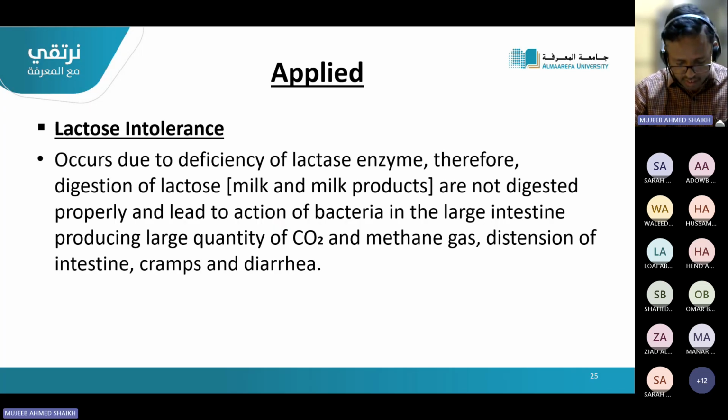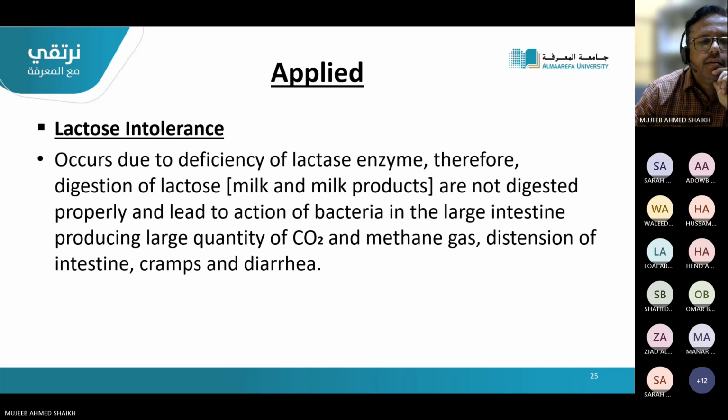Okay, so we have seen the digestive process in the small intestine, and there are enzymes. We have said that these enzymes are present for, let's say, digestion of lactose by the enzyme lactase. If there is a deficiency of lactase enzyme, the person will have a problem in digesting the lactose of the milk, lactose which is present in the milk.